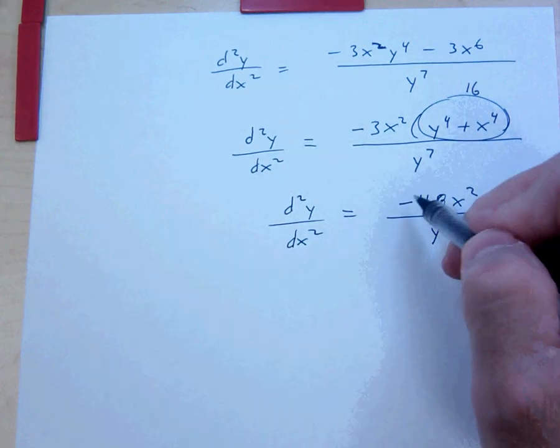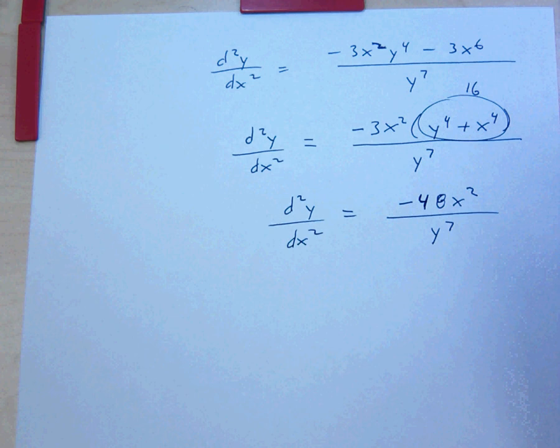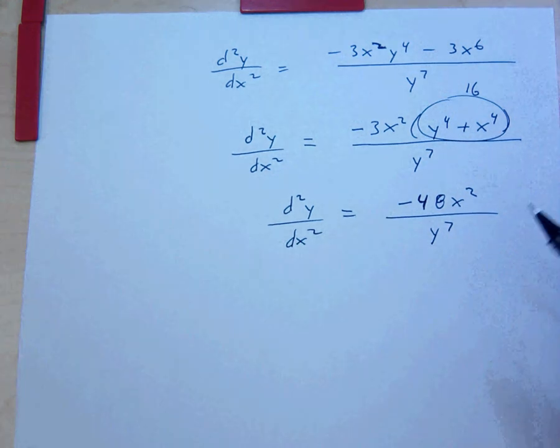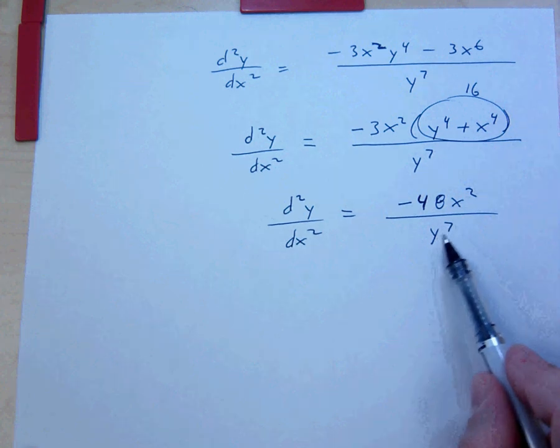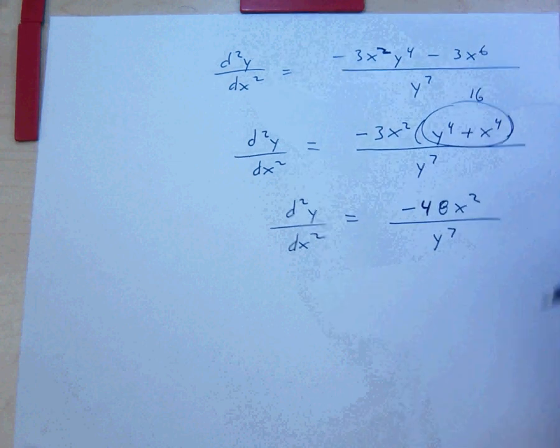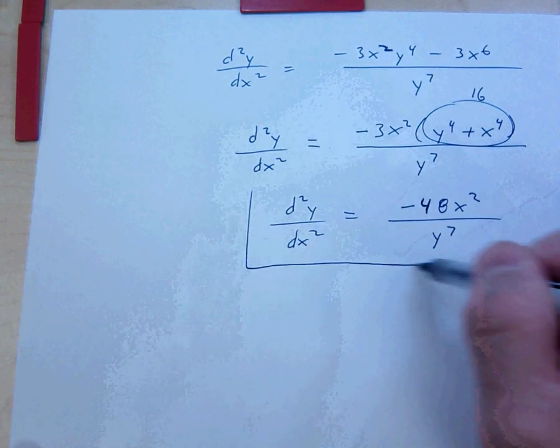And I don't think there's anything else I can do, is there? No. I mean, I guess technically you could break that up into y to the fourth times y cubed and then make another substitution, but I don't think I'm going to do that. This will be it.